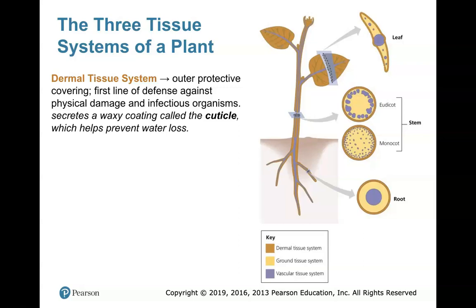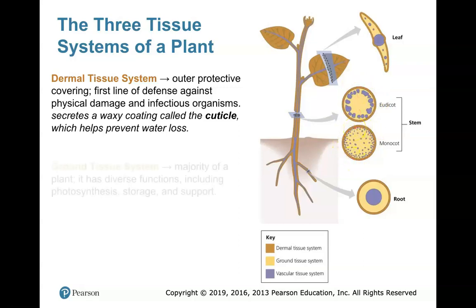Well, plants as well have dermal tissue. This is an outer protective covering. It's the first line of defense against physical damage. So if that plant gets sliced up in any way from damage, maybe an insect is biting into it, it first needs to get through the dermal tissue. The dermal tissue is where we find something called a cuticle. This is a waxy coating, which is going to prevent dehydration. So I actually want to go ahead and focus on this area here. The stem is what I'm going to be focusing on as I talk through this. And highlighted in brown here, the outside of this eudicot and this monocot is the dermal tissue.